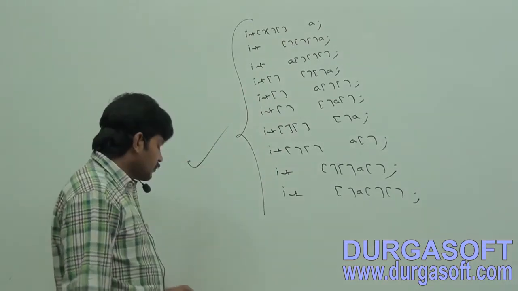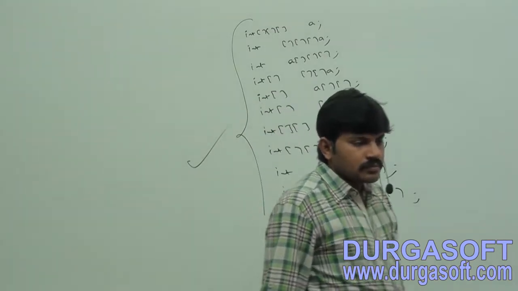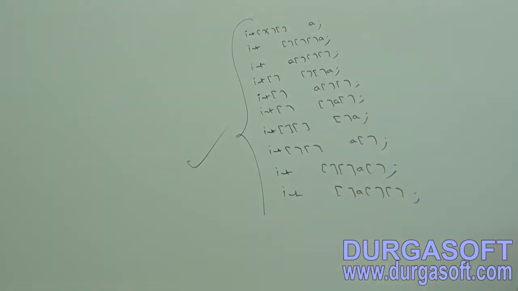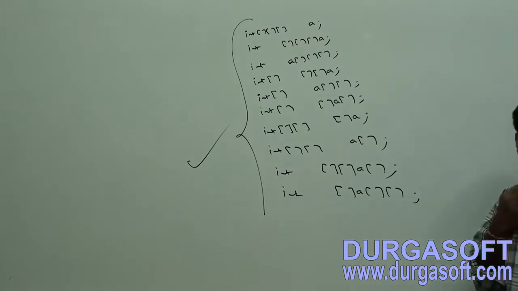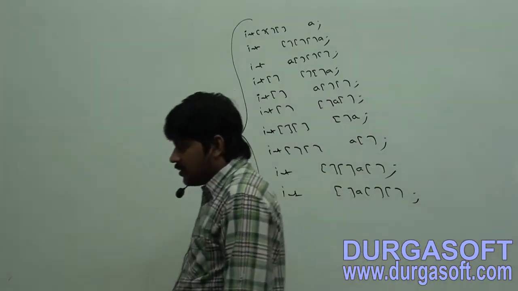Take this one. Int three-dimensional array A, take it clearly.